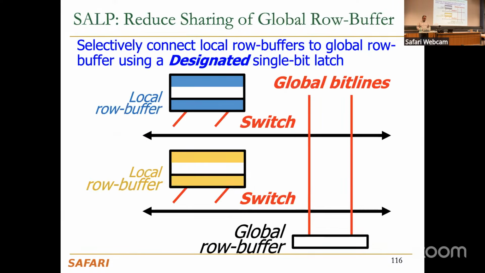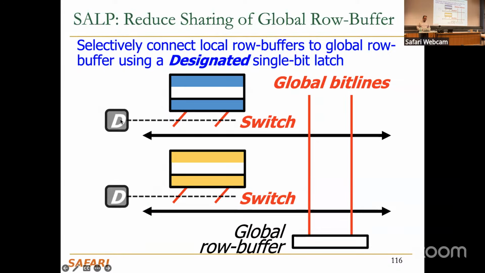So essentially, you need to add some switches, which you can control using a designated single-bit latch. Using these latches, you can control which row buffer is connected to the global bit lines. That also breaks the dependency of which local row buffer can be connected to the global bit lines and move to the global bank I/O. Make sense? So that is SALP.